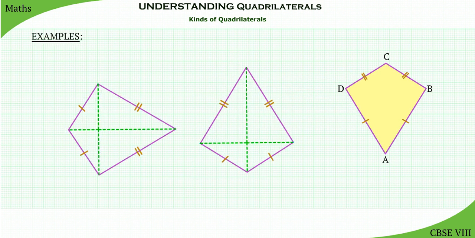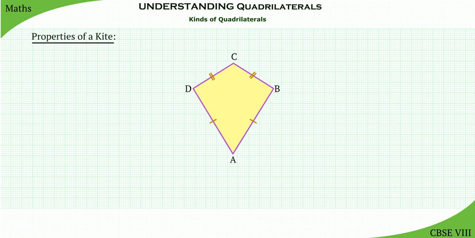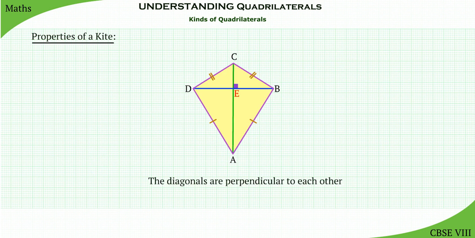These are examples for kite. Let us learn the properties of kite. The diagonals are perpendicular to each other. By folding the kite along the larger diagonal, the two triangles are overlapping each other. So we can call them congruent triangles.